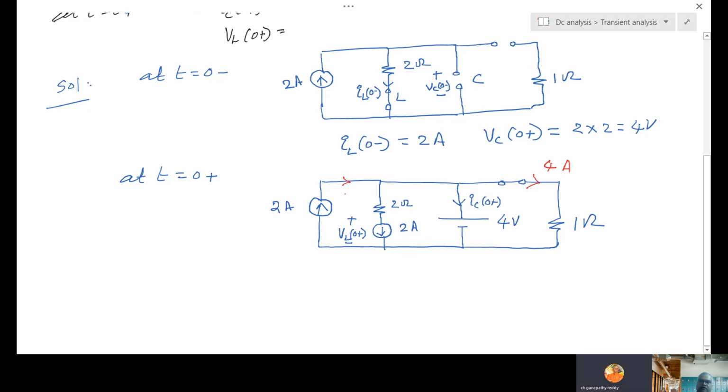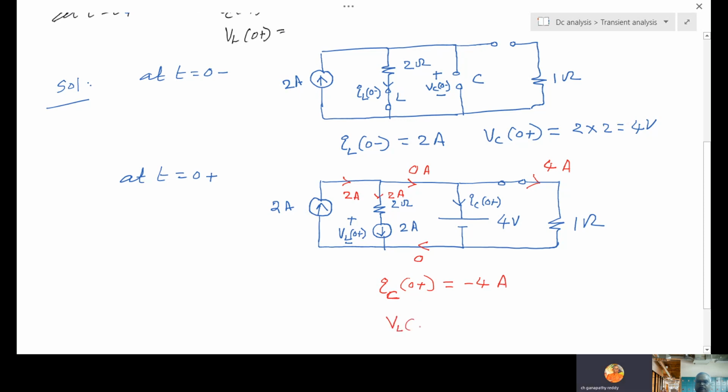Here, what is the current entering? 2 amps. How much going here? 2 amps. So the current here must be 0. So 4 ampere going like this. If here 0, the current here also must be 0. So this 4 is going here only. So looking at this circuit, what is IC 0 plus? Minus 4 amps.